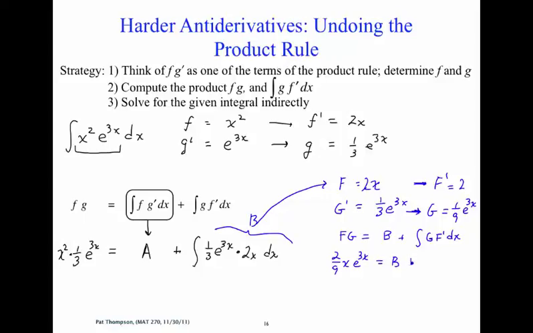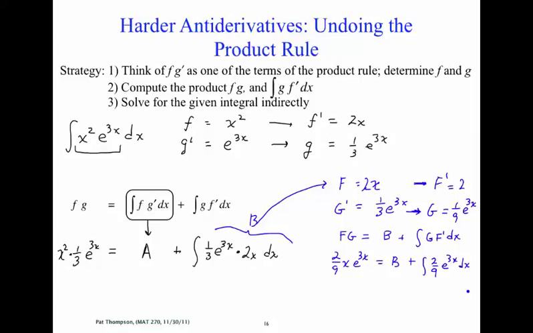So make sure I don't make a mistake. Integral of G F prime would be integral 2/9. So the F prime is the 2, and then G is 1/9 e to 3x. So now that one should be no problem, right? And then once we get this value of the integral B, then that will go here, and it'll solve for the value of our original integral A. Okay, so ask me if I lost you. Anyone?